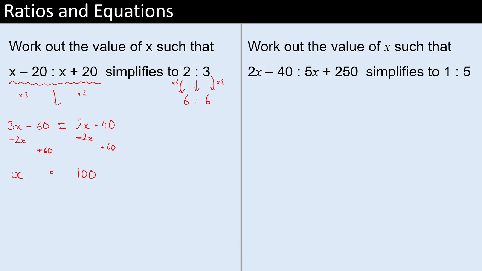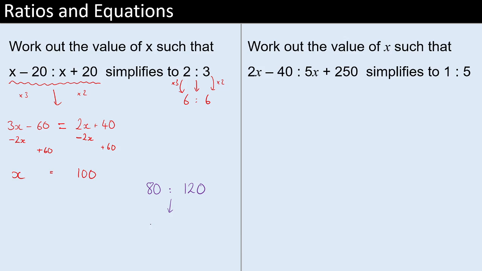Now what we can do here is use this to check whether this has worked. Okay, I'm going to grab a purple pen for a second. Now, if I have x is equal to 100, I'm going to have 100 take away 20, which is 80, and 100 plus 20, which is 120. And I want to check that that simplifies to 2 to 3.